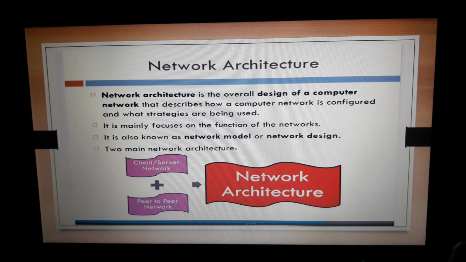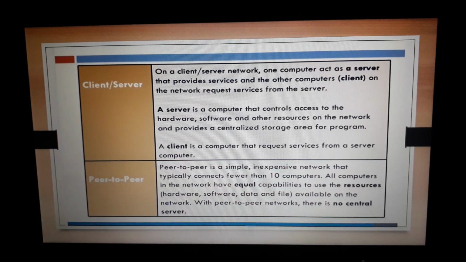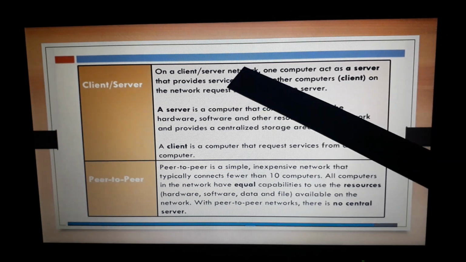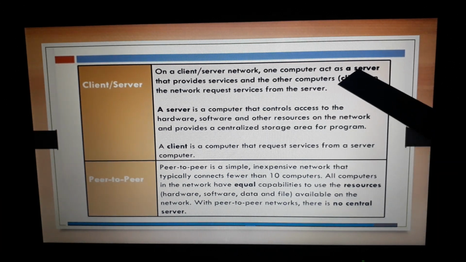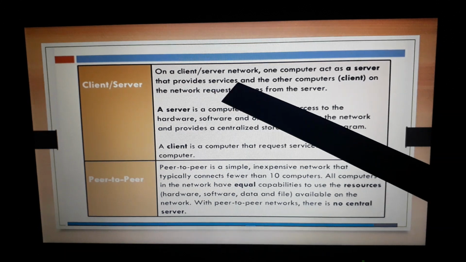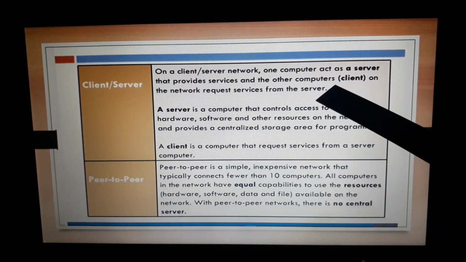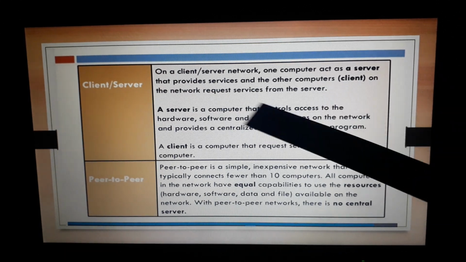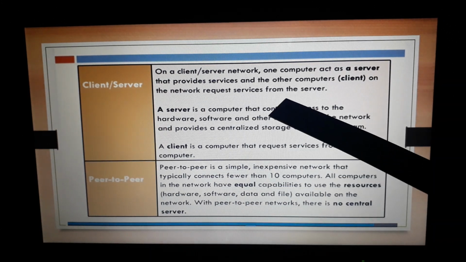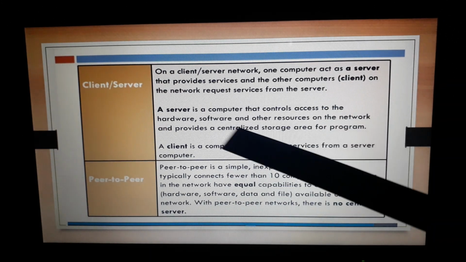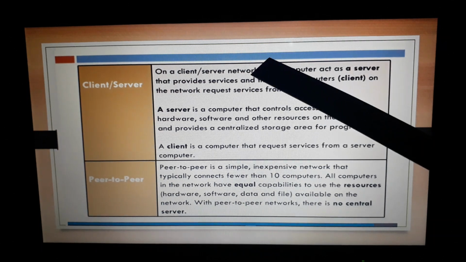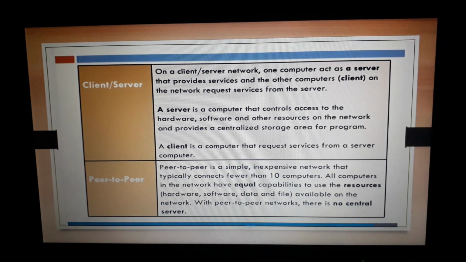Now next, client and server. On a client and server network, one computer acts as a server that provides services, and the other computers, known as clients on the network, request services from the server. It means that one computer is known as a server, and all the other connected computers are known as clients. They request service from the server.